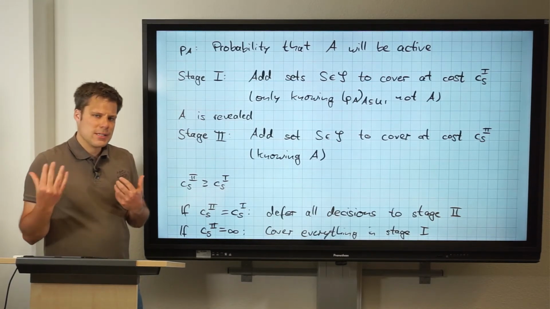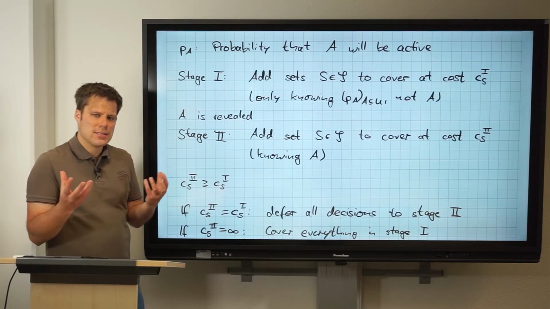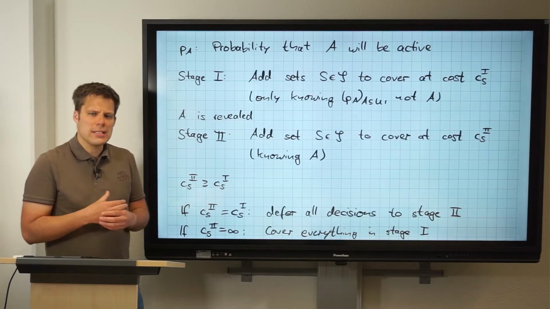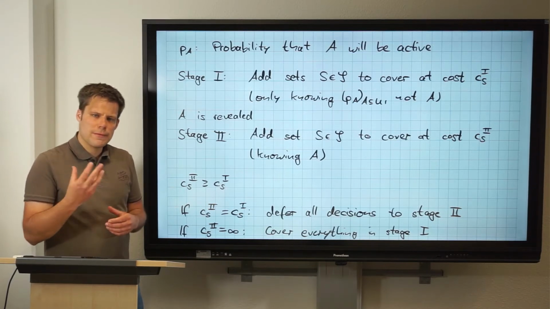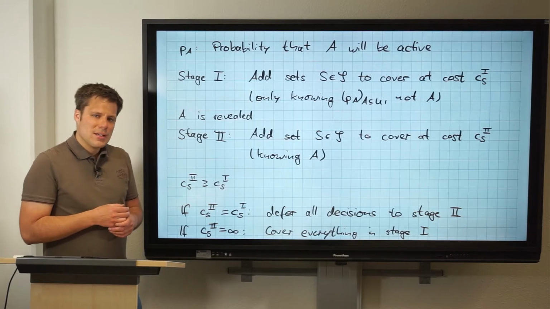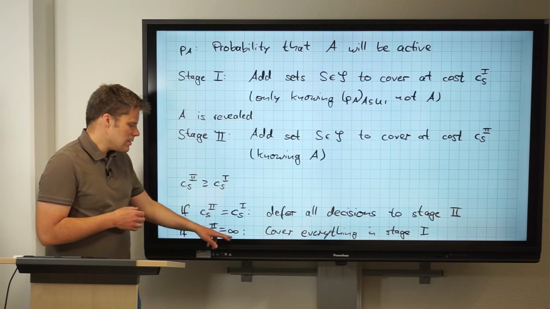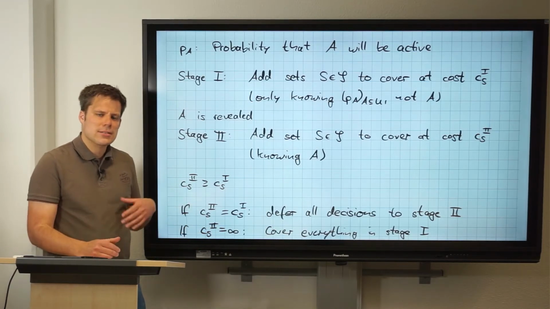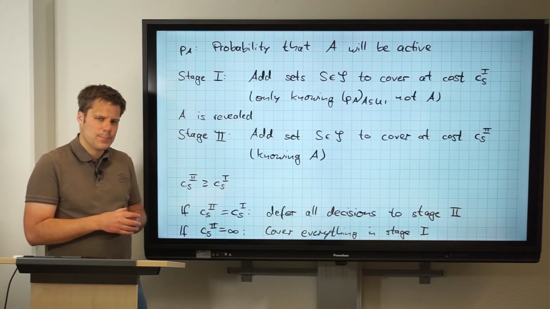If the flexible train ticket is exactly as expensive as the non-flexible train ticket, well, there's no point in already now buying a train ticket. But if it happens that in the second stage you cannot actually buy things, or things are extremely expensive, then you should be prepared for anything that could happen.